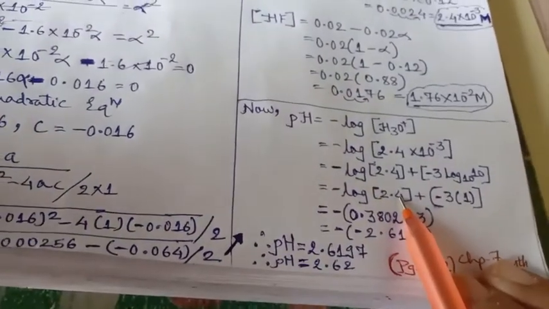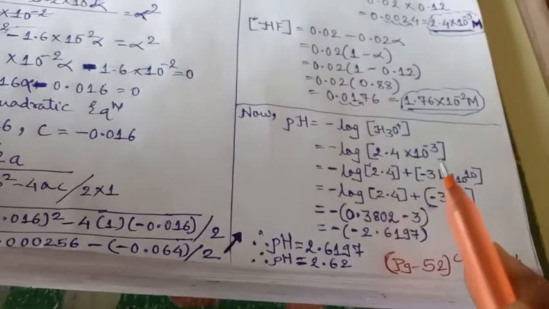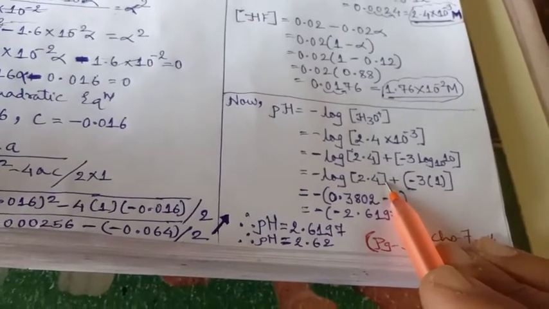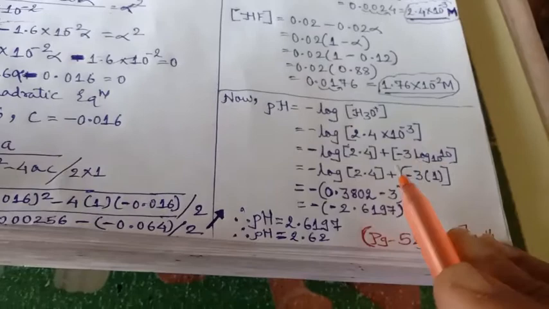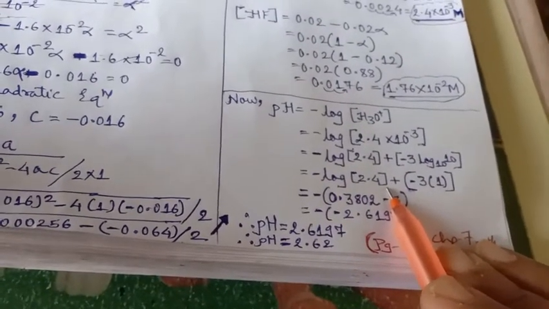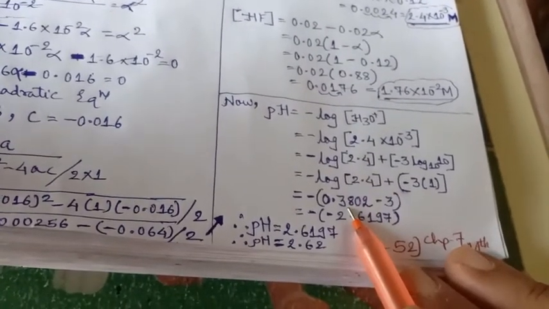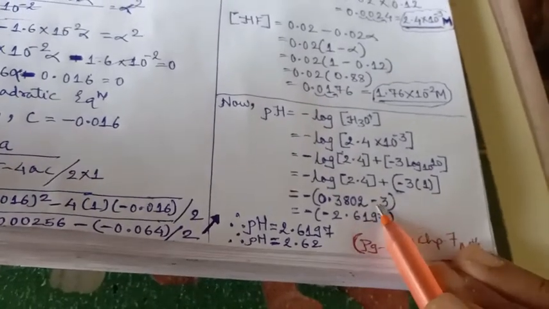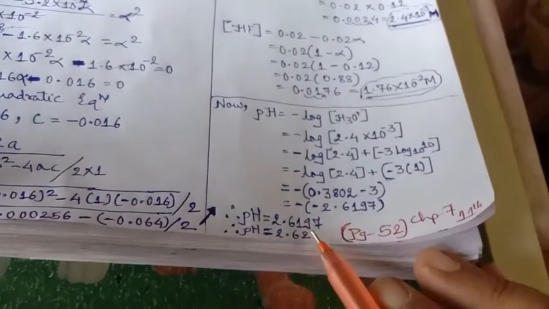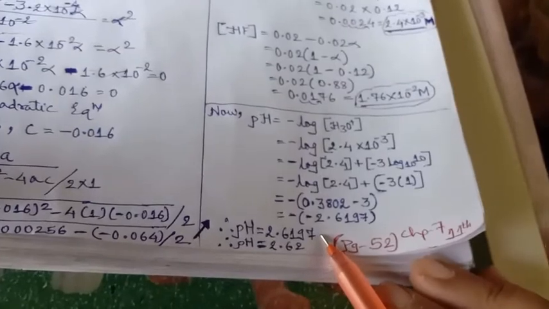And now we will have to see the log of 2.4. As we did in the previous video, what we have to do in your calculator, first press 2.4, then 13 times press the square root button, and then minus 1 multiplied by 3558 is equal to, you will get 0.3802. Minus 3 is 2.6197. So pH is 2.62. Right? Less than 7. So it is acidic.